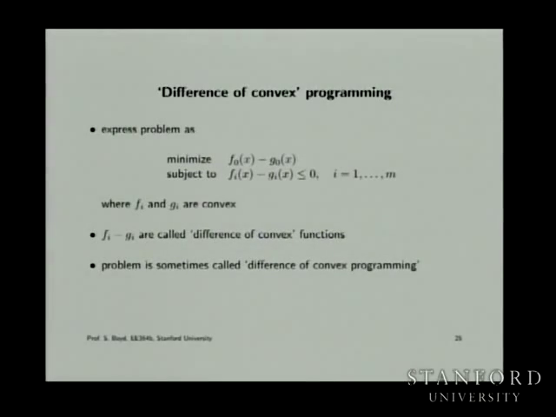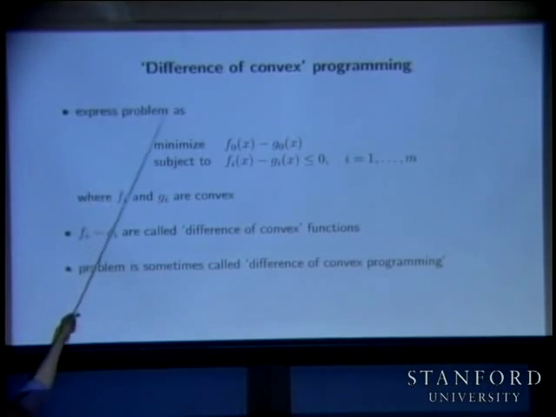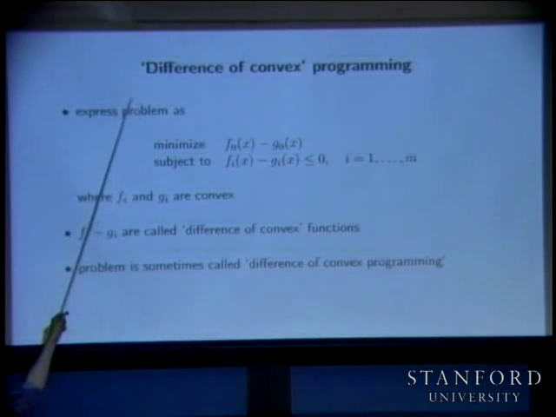We're going to look at just a couple of other examples of this. They're special cases, really, or variations on the same idea. Here's one thing that comes up much more often than you imagine. It's called difference of convex programming, although this has lots and lots of different names. But one is called, I think, DCC or something like that. But anyway, so here it is.